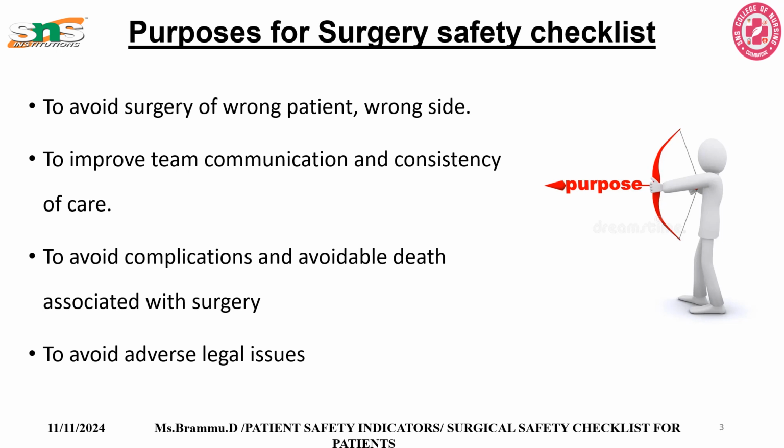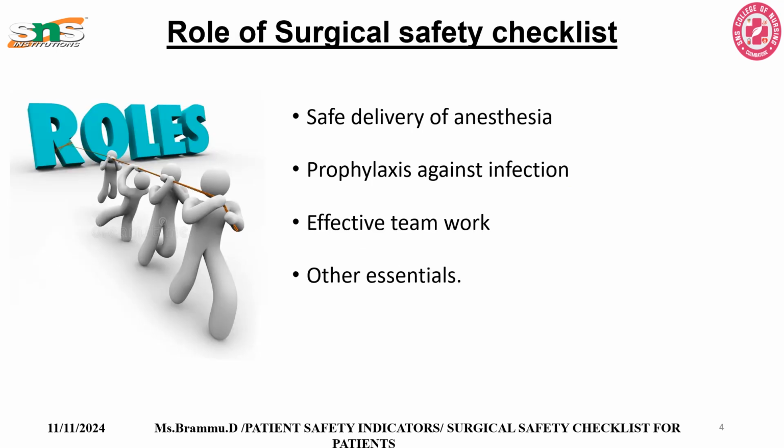So the main purposes of the surgical safety checklist are to avoid surgery on the wrong patient at the wrong site, to improve communication and consistency of care throughout the patient stay, to avoid complications and avoidable death associated with surgery, and to avoid adverse legal issues. So these are the major purposes for conducting a surgical safety checklist. The role of the surgical safety checklist is to give safe delivery of anesthesia, prophylaxis against infection, effective teamwork and other essentials.